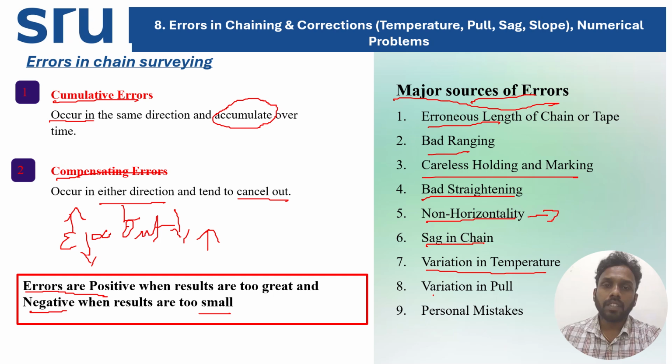Then variation in pull. Your tape or chain is manufactured at a standardized pull. If the pull exceeds the standardized pull, then it may elongate. That is an erroneous measurement. Then personal mistake. If somebody is telling a measurement and it is not properly noted, or the person noting the measurement gives an erroneous reading, that also leads to error in your measurements. Now we'll see everything in a detailed way.